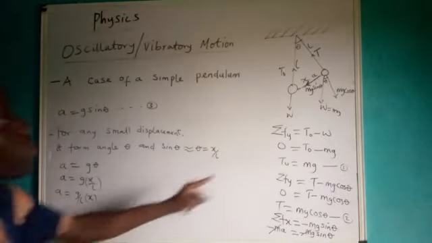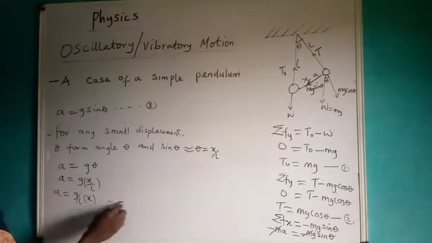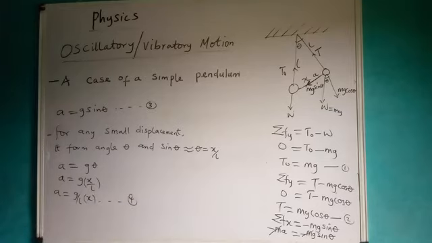G and L are constant here. It means therefore that this will be our new acceleration. We take note of this. Let me call this one formula 4.